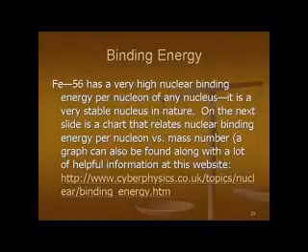Well, that 8.58 mega electron volts of energy per nucleon of iron-56 is a very high nuclear binding energy per nucleon. It is a very stable nucleus in nature, and on the next slide you're going to see a chart that relates nuclear binding energy per nucleon versus mass number. There's also a graph that can be very helpful to you at a website that I have listed on this slide. It would really be good if you went to that website, because they have an excellent discussion of this topic. But on the next slide you're going to see a graph of binding energy per nucleon versus mass number.